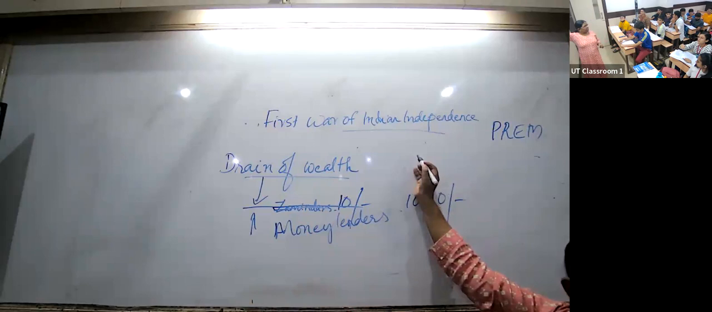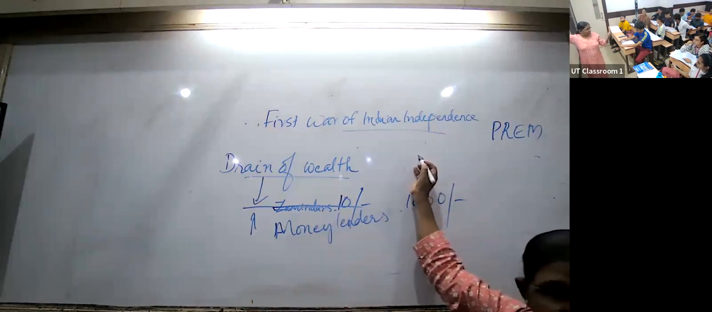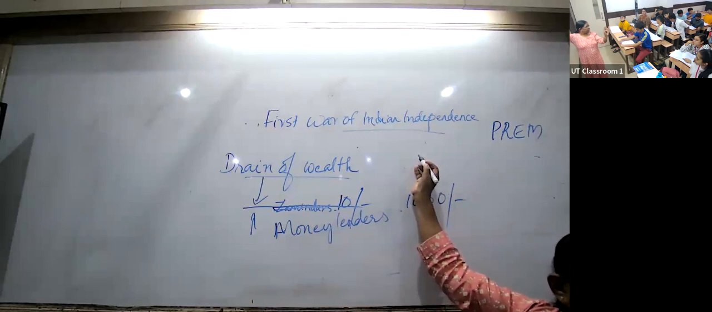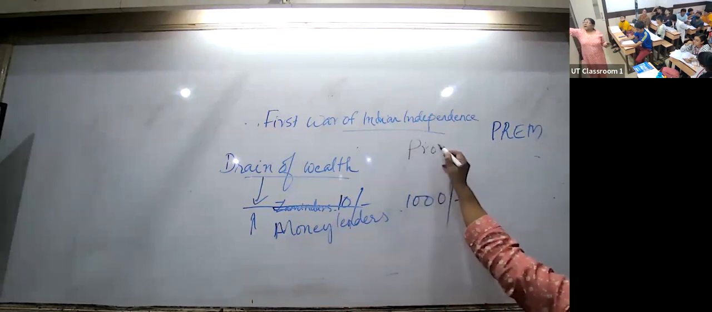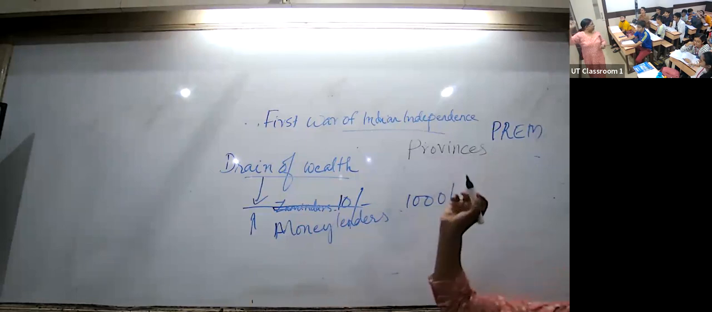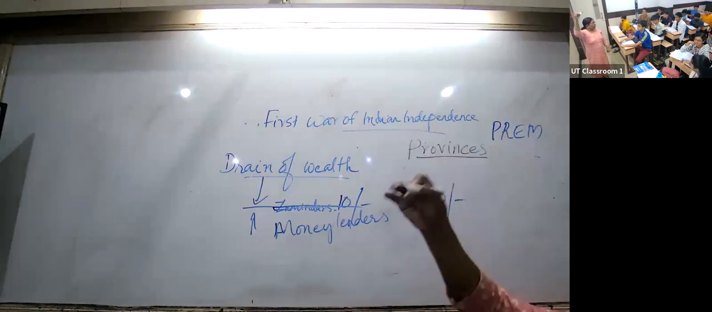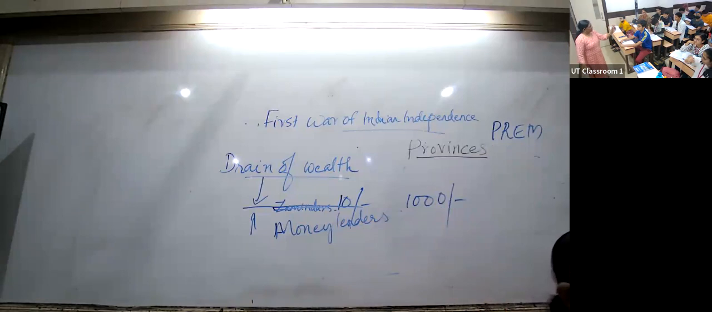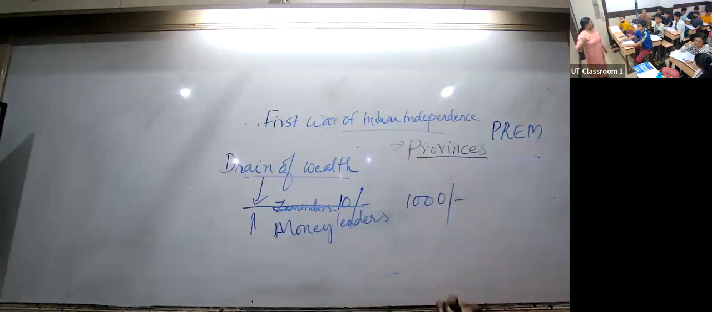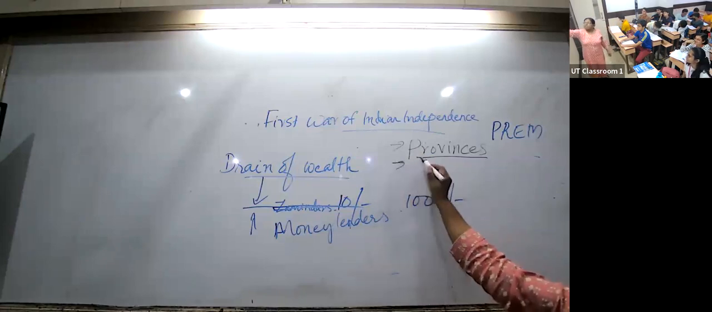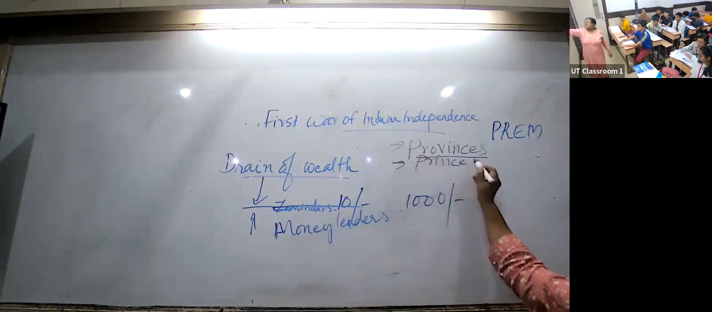See, when the British were ruling, two kinds of areas were there. One is directly under the control of the British. They were known as provinces or presidencies. Both the names are there. Why am I using provinces? Some are called presidency, but Northwestern Frontier Province. So that is why the part directly under the control is known as provinces. Second part is princely states.